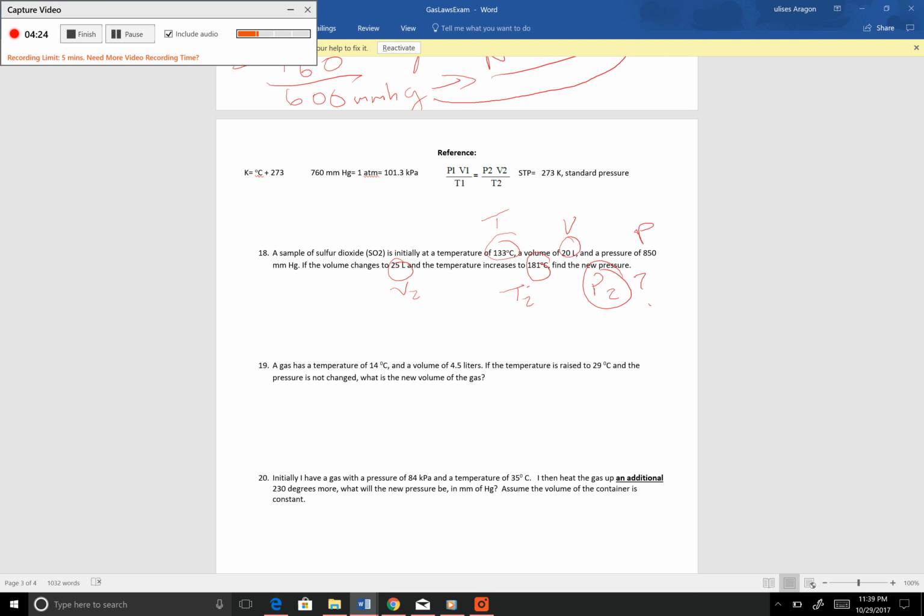Now, you just plug into your equation P1 V1 divided by T1, sorry, I'm rushing, is equal to P2 times V2 over T2. Now, plug in these numbers, solve for X, and you have your answer. Same thing for this one, and then of course, it's going to be same thing for this one as well.